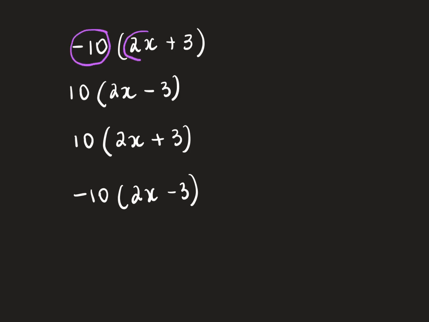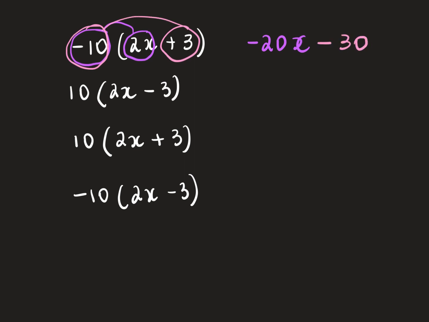Here are 4 more for you to try. Press pause. Okay, here we've got negative 10 lots of 2x, which is negative 20x, and negative 10 lots of positive 3, which is minus 30.